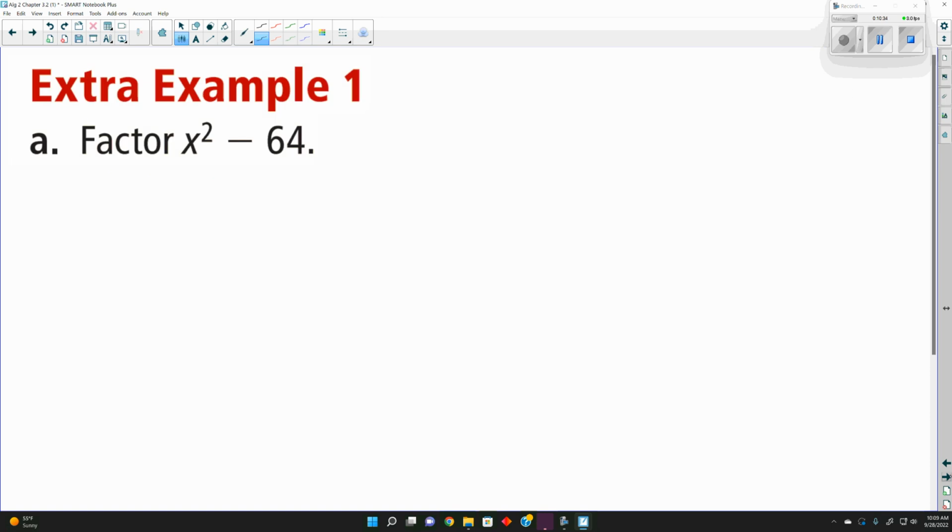X squared minus 64. Well, x squared is a perfect square. X times x, yes? Is 64 a perfect square? It would be what times what? 8 times 8. So we could factor this to what? X minus 8 times x plus 8. It doesn't matter if we put the minus first or plus first, but we do need to include both. Questions on this here? Are you ready for the next one?